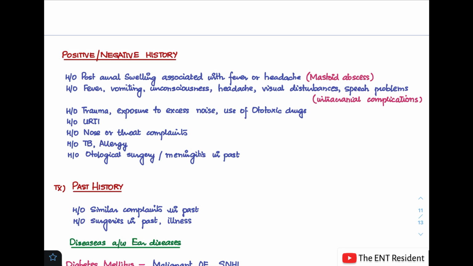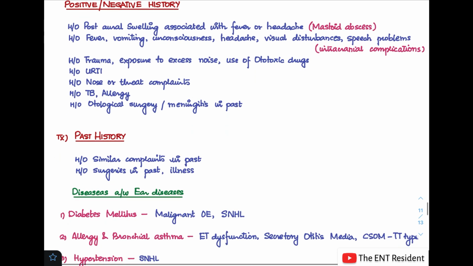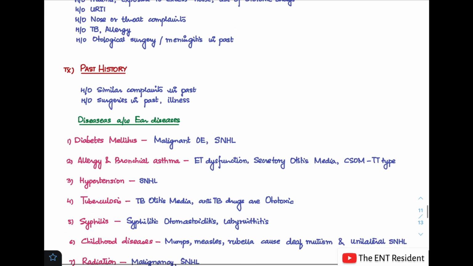If there is a history of trauma, exposure to excess noise, use of ototoxic drugs, upper respiratory tract infections, any other nose or throat complaints, TB, allergy, any otological surgery or meningitis in the past. These are all the positive and negative histories that you should be taking. Next, we move on to past history. So, we have described all the chief complaints and the history of present illness. Next, we will ask about the past history of the patient.